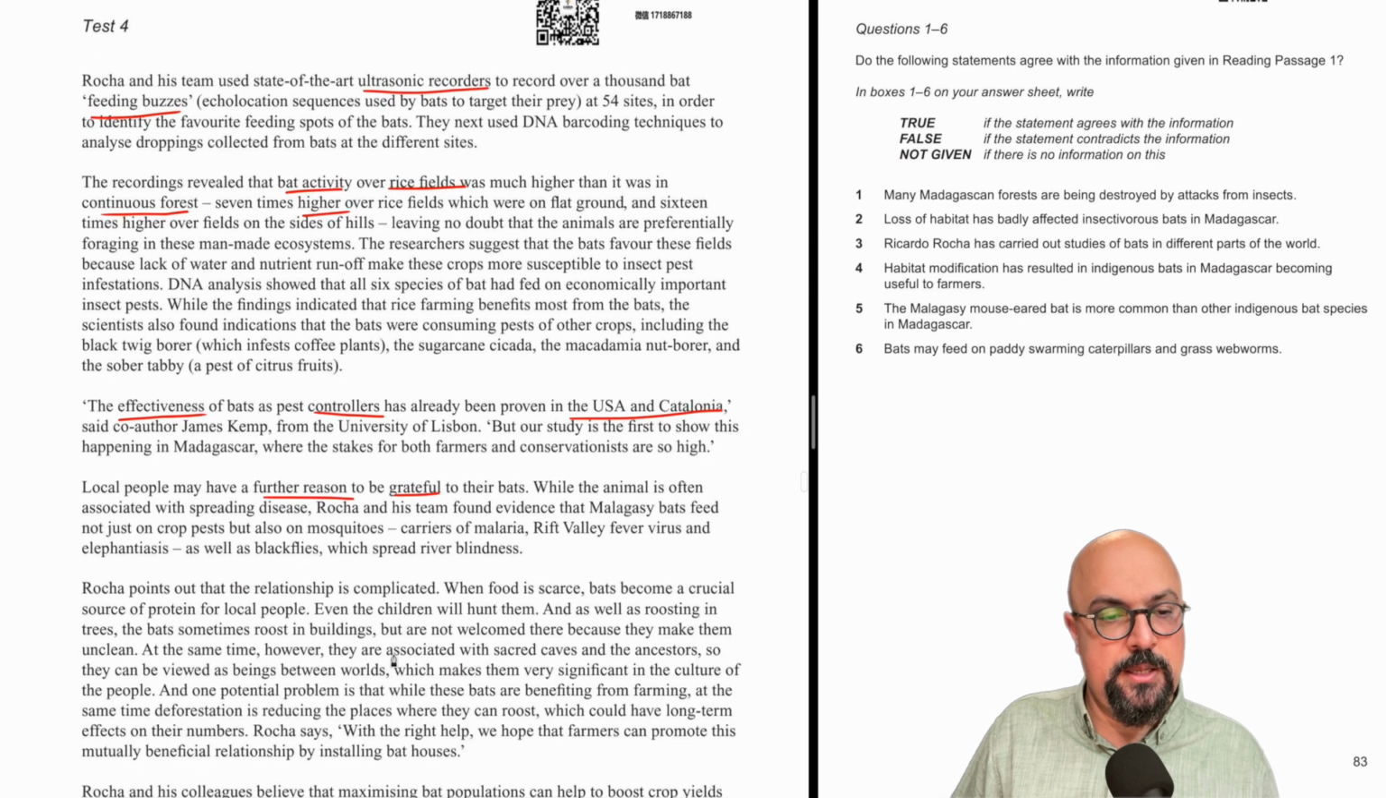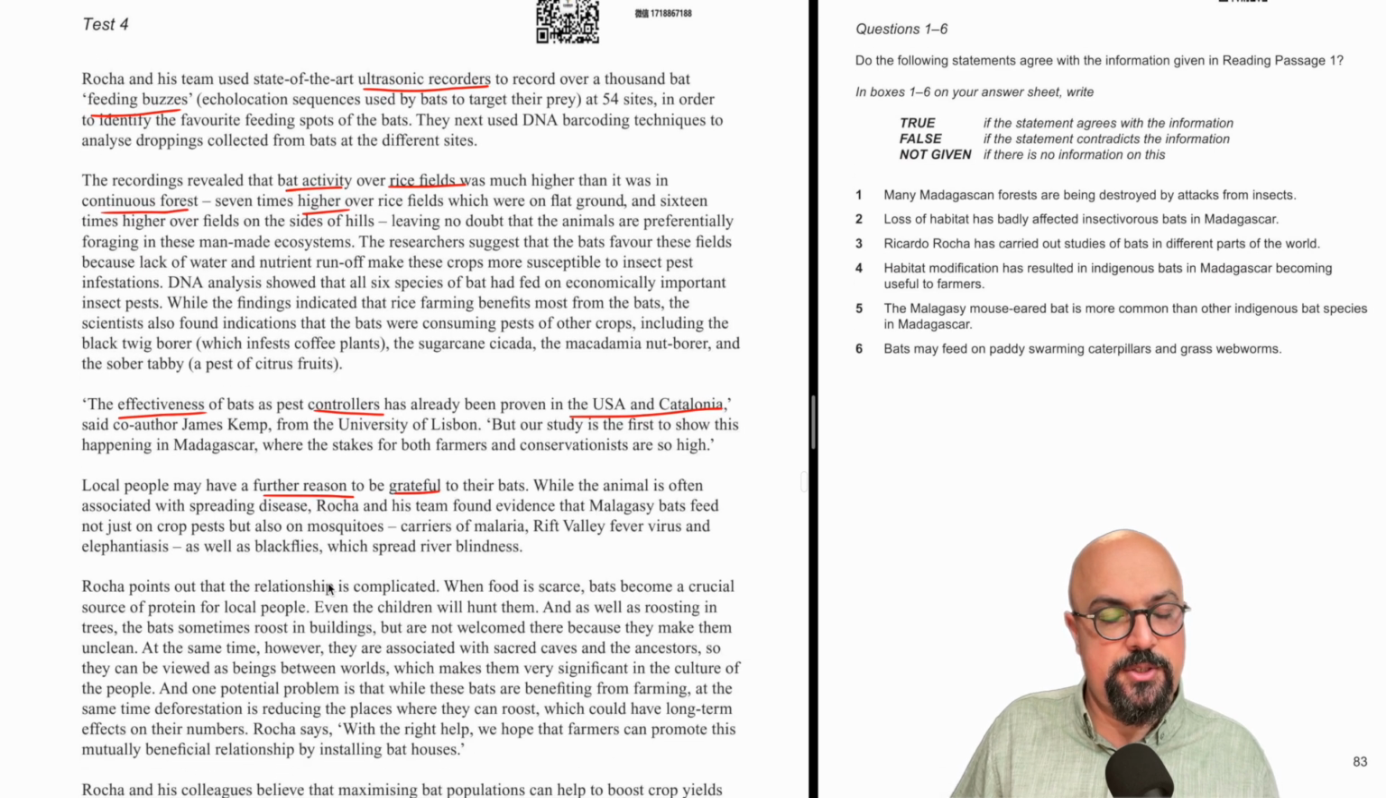We'll find out later. Rocha points out that the relationship is complicated. What relationships? Let's go back and read this. While the animal is often associated with spreading disease, Rocha and his team found evidence that Malagasy bats feed not just on crop pests but also on mosquitoes. So okay. Not only pests, but also mosquitoes. Right, the relationship is complicated.